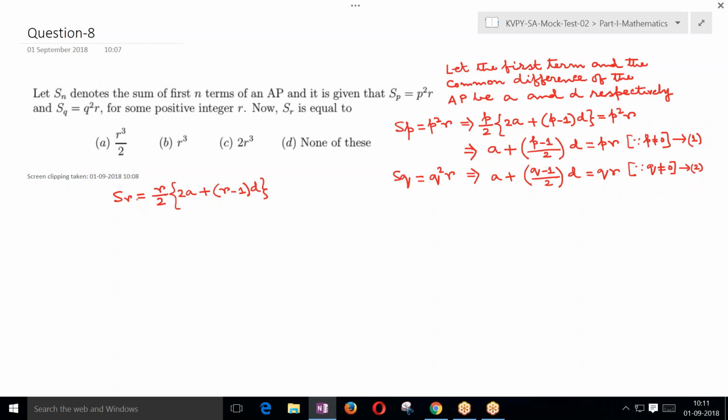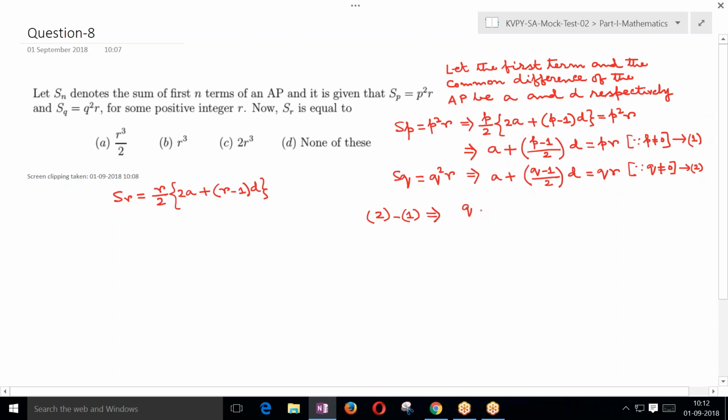So it means we need to find the values of A and D from equation 1 and equation 2. If you simplify equation 1 and equation 2, it is very straightforward. Linear equations in two variables A and D. So let's subtract 2 minus 1. If you subtract 2 minus 1, that implies A will get cancelled.